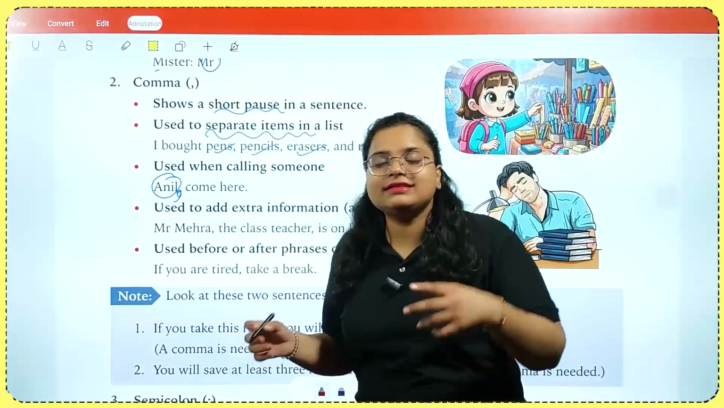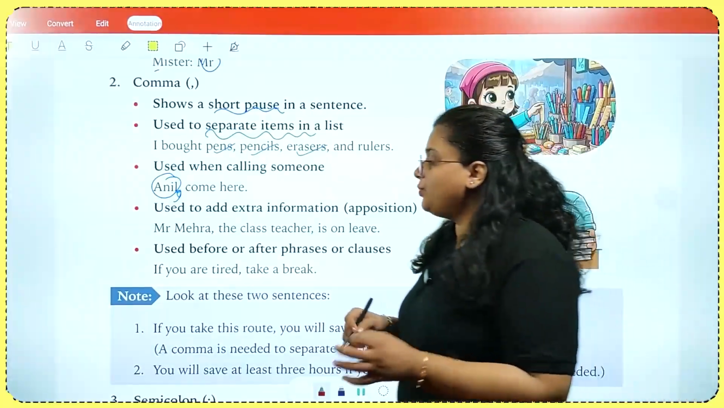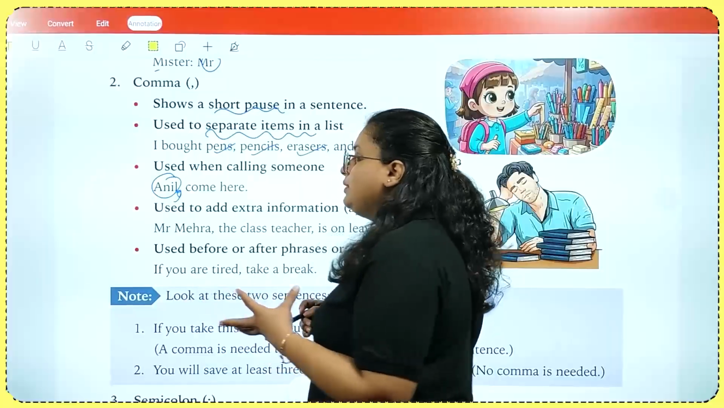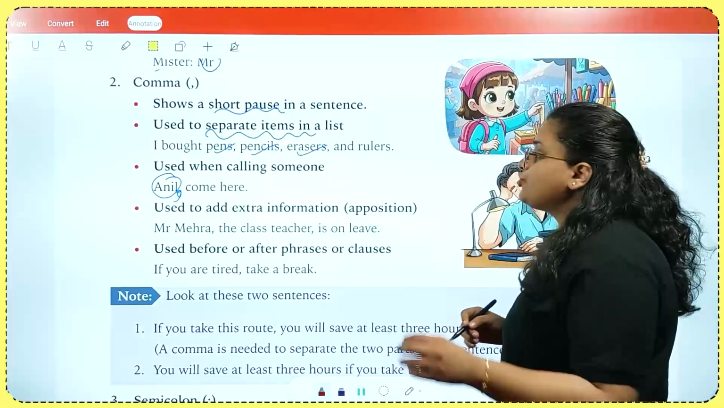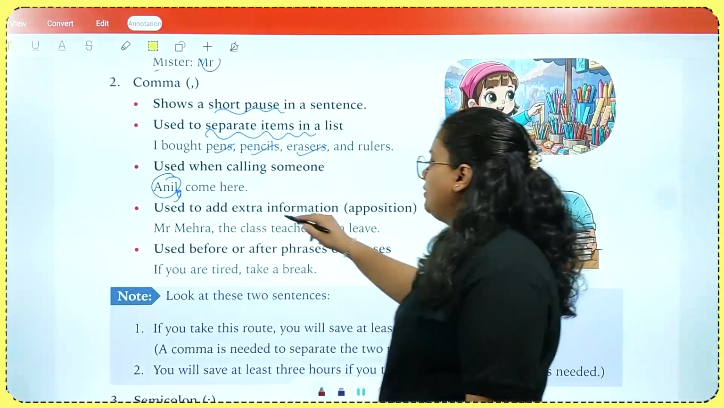थोड़ा सा आप रुकेंगे ना किसी को भी बुलाने के बाद, ऐसा तो नहीं अपनी बात बोलते रहेंगे. Then you pause and then you continue. Come here, इधर आओ. Used to add extra information.